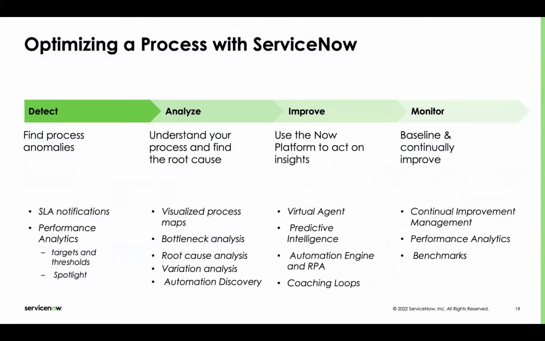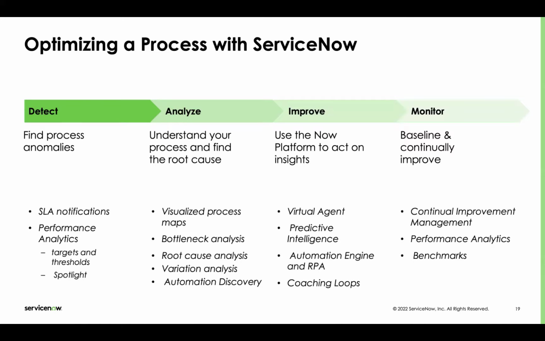Last thing before we get to the demo, I think it's really important to call out that you've got the ability on the ServiceNow platform to do closed loop process optimization. You have everything you need in one place, which isn't always the case if you start thinking about third-party process mining solutions. If you think about optimizing a process, there's really 4 phases: detect, analyze, improve, and monitor.